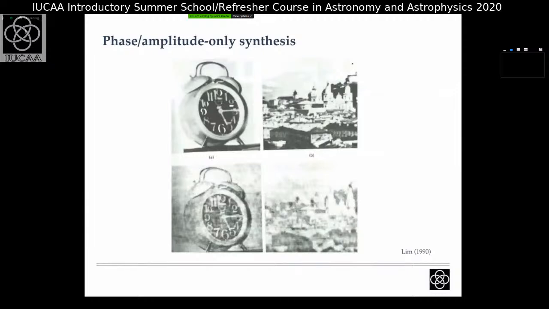This is another example. On top I have a clock, and on the top right a picture of a city. What I'm going to do is take the phase of each image and swap them. Then when I do an inverse Fourier transform, I find that the resultant image actually corresponds to the image from where I had taken the phase. If you take the bottom left image, this corresponds to the image which had the phase information from image A, so it still looks like a clock, even though the amplitudes are coming from image B.